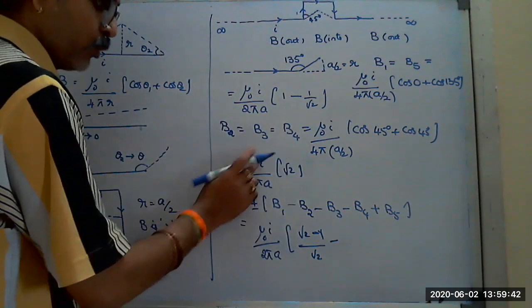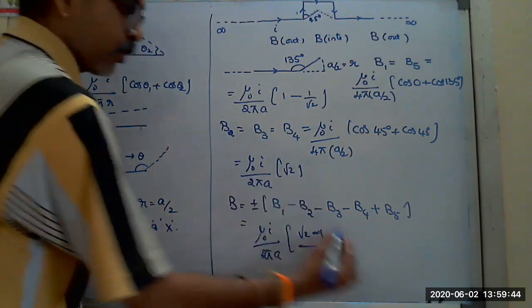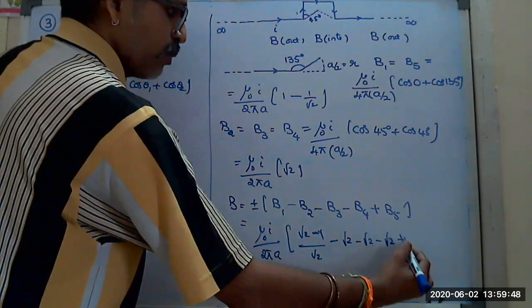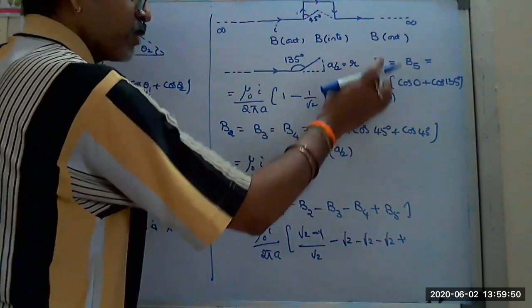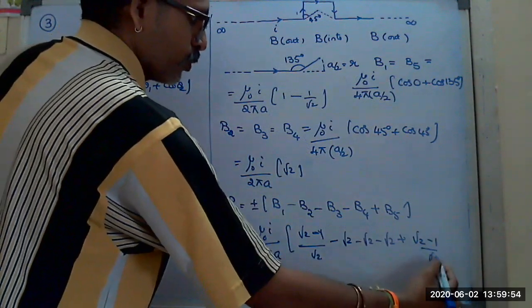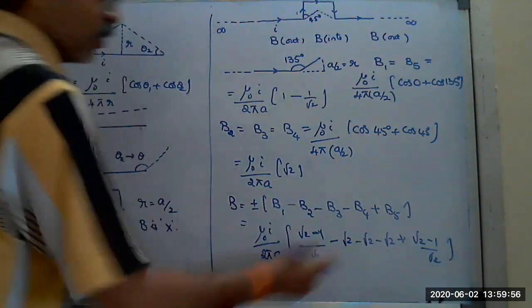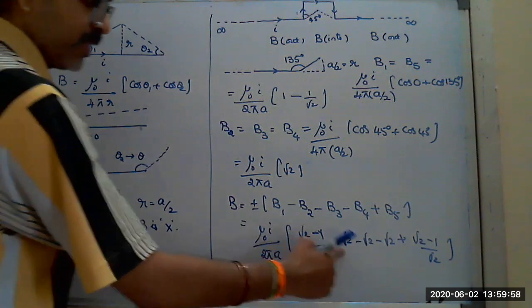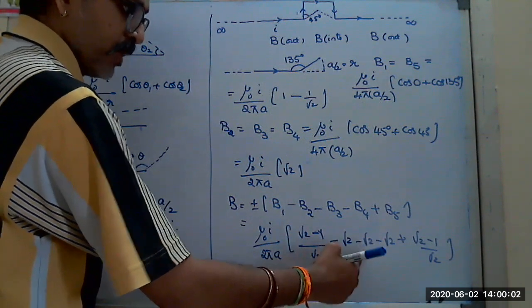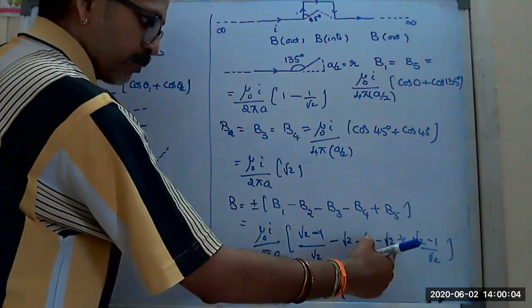Mu naught I by 2 pi a taken common, root 2. B3 also same, B4 also same. Plus B5 is again same as B1, so again root 2 minus 1 by root 2. After taking LCM, you will get 3 root 2, 3 root 2 into root 2, that is 6. This is minus 6.